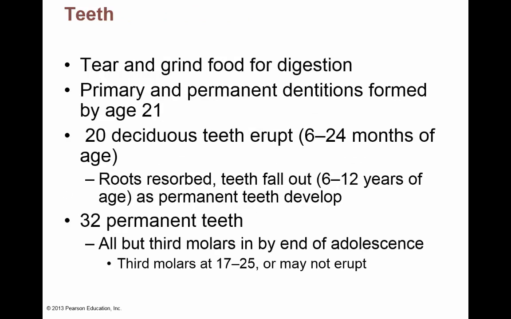Also in your mouth, obviously you've got teeth. Their main job is to help tear and grind food for digestion to make it as small as possible. All of your primary and your permanent dentitions, aka teeth, are completely formed or should be, and you should be able to see them by the time you're age 21. You have 20 deciduous teeth that arrive somewhere between the ages of 6 and 24 months.